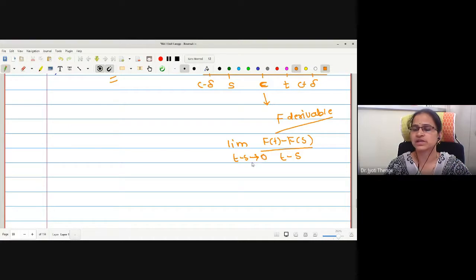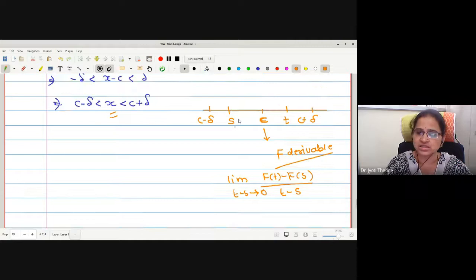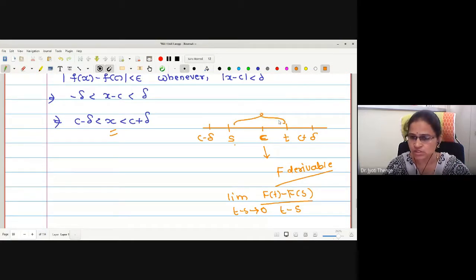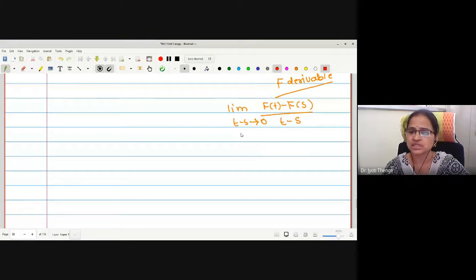T minus s tends to 0. Now just look, if this difference t minus c is tending towards 0, this difference we were making 0, means both the points will overlap to the point c itself. T will come from the right to C, S will come from the left to C, and it will overlap at the point C. Therefore, one can say whenever this T minus S tends to 0, we were going to get this, the first principle definition.